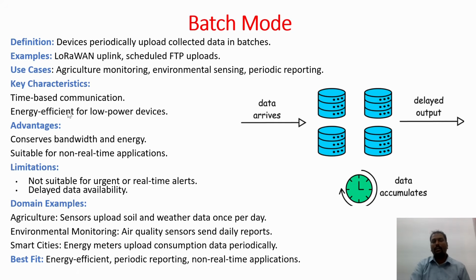Limitations include it is not suitable for urgent or real-time alerts, as it sends the data only in batches. We cannot always collect the live values. So it is not suitable for real-time monitoring. Domain examples include the agricultural field, where sensors upload soil and weather data once per day. In environmental monitoring, air quality sensors send daily reports of the carbon dioxide and oxygen content in the atmosphere. In smart city applications, energy meters upload energy consumption data periodically, say once a month or once every 15 days. So this batch mode is best fit for energy efficient periodic reporting and non-real-time applications.